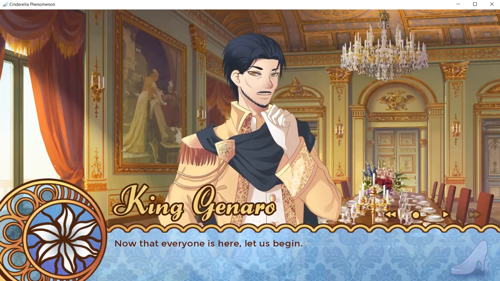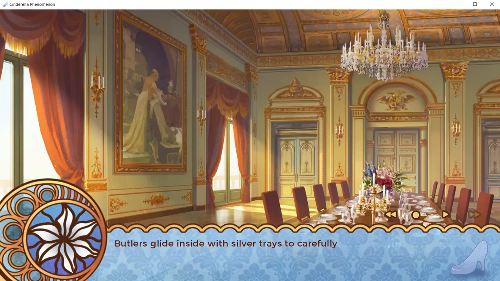Now that everyone is here, let us begin. Butlers glide inside with silver trays to carefully serve us breakfast.